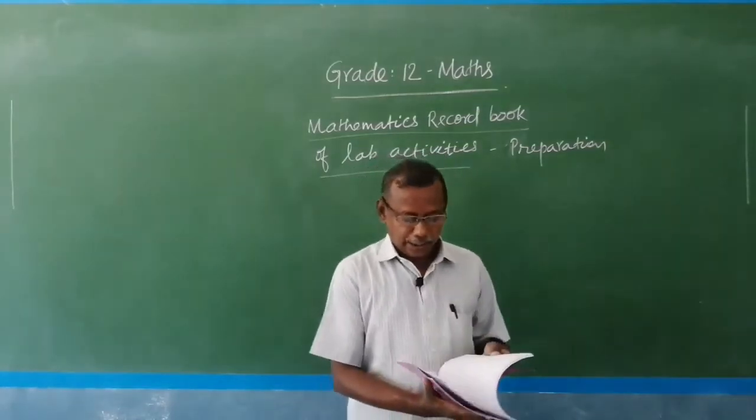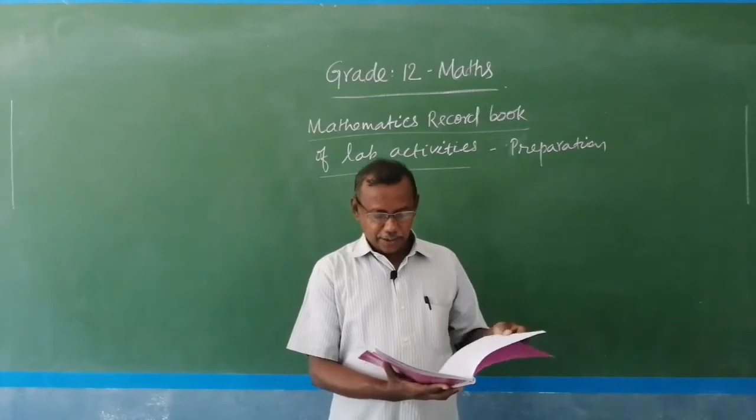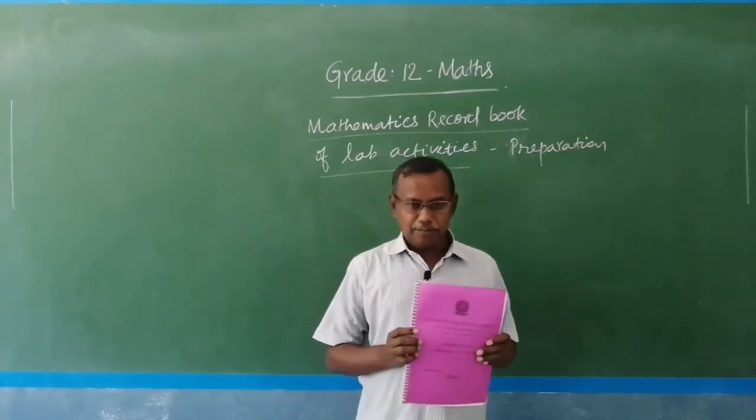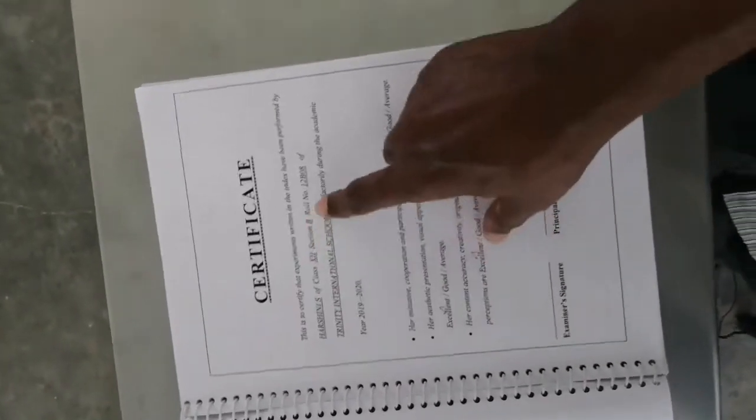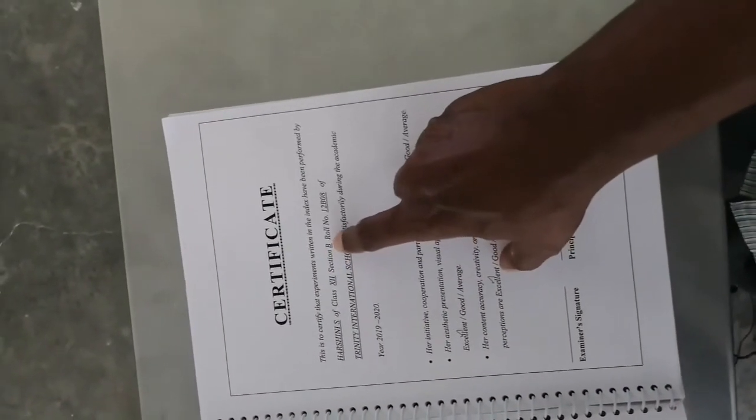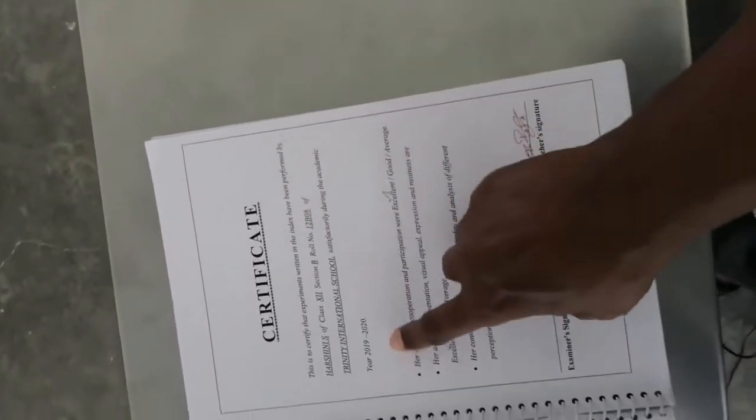There are 10 lab activities. I will explain you one by one. Students, look here. This is the wrapper, and the first page has our school emblem and the record created by the students' name, and here you print out your name. In the second sheet it is a certificate in which you have to write your name and section, 12th section A, B, C, D like that, and your roll number.